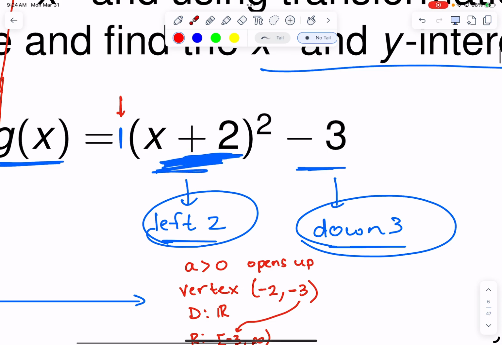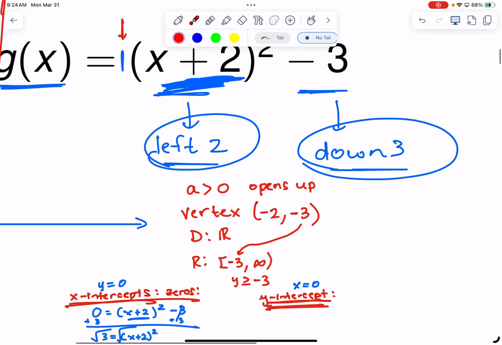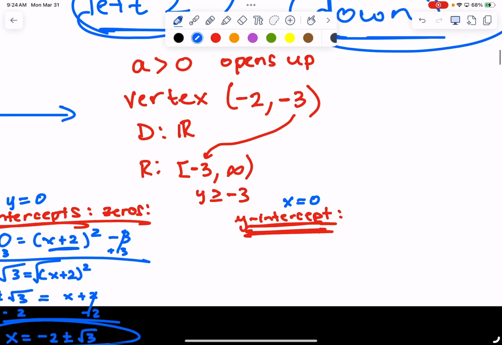Because it's not FOILed, the y-intercept is not necessarily negative 3. You're going to actually have to plug 0 in for x. So you're going to have to plug 0 in. So it's going to be, ready? It's going to be f of 0, or g of 0. Is it g of x? Are they using g? Yeah.